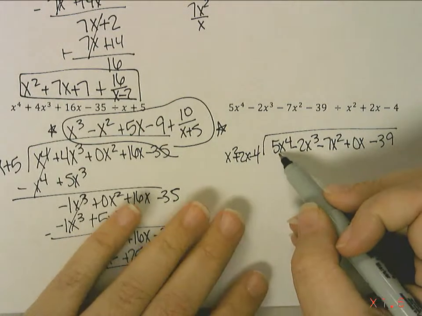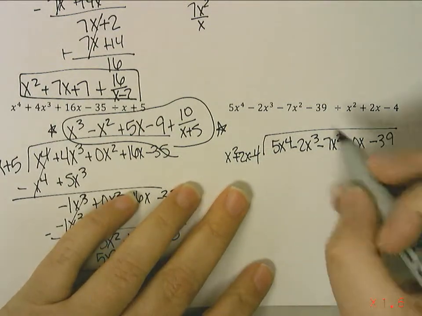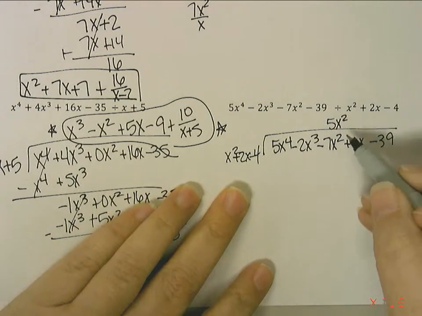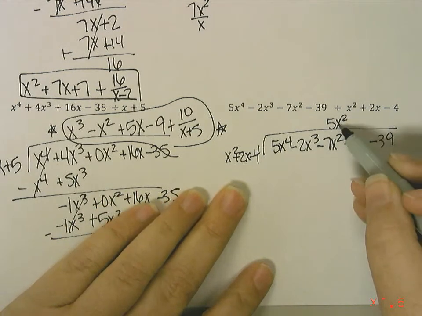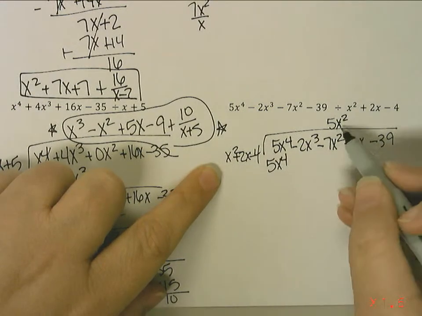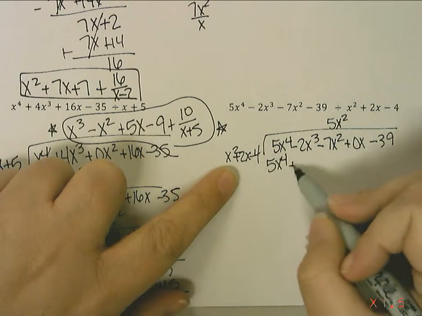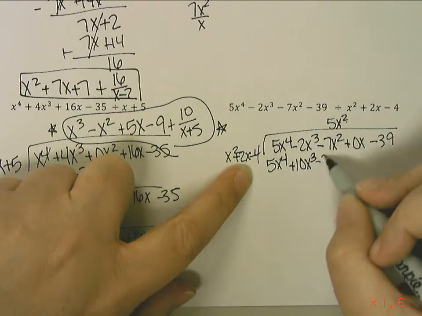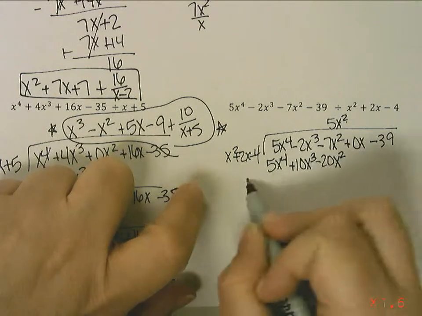Then we have 5x to the 4th divided by x squared. That becomes 5x squared. So I'm going to put that above my x squared term. That way they are lining up. So I'm going to multiply this out. So 5x squared times x squared is 5x to the 4th. Then I'm multiplying by the next term here, which is 10x cubed. And then 5x squared times negative 4 is negative 20x squared.